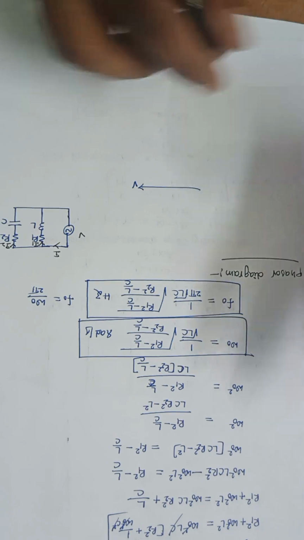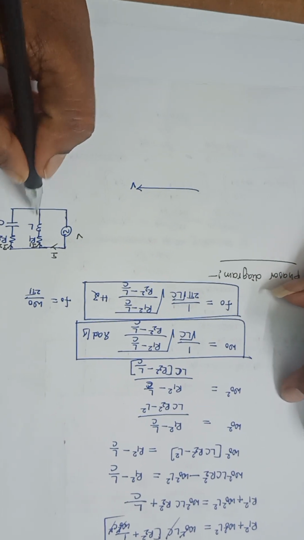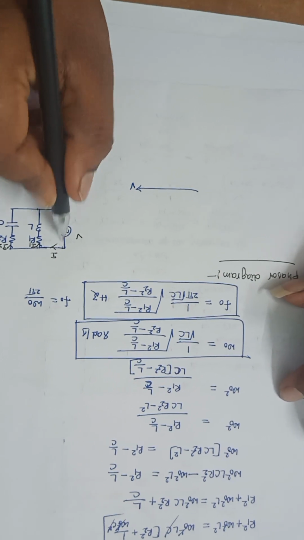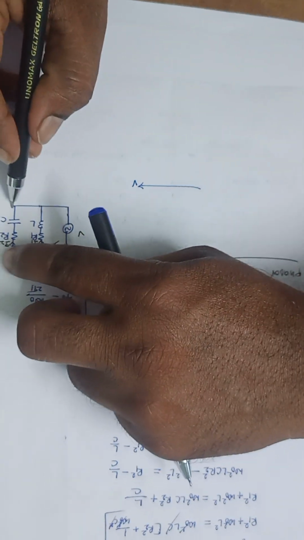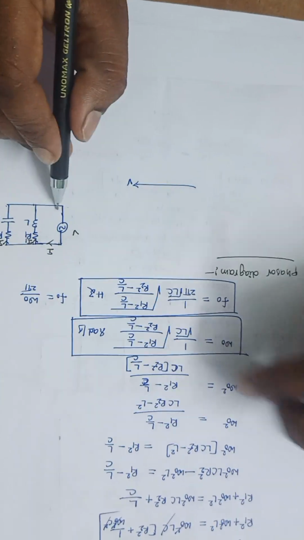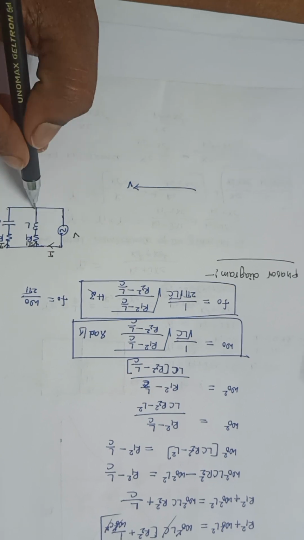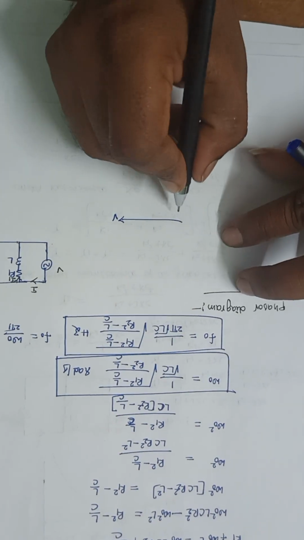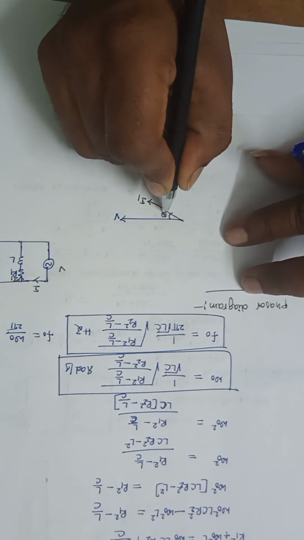So V is taken as a reference. This current lags this voltage across. This voltage and this voltage both are the same. All the voltage is V here. So this current lags this voltage by some angle phi 1. So this is I1 with an angle phi 1.